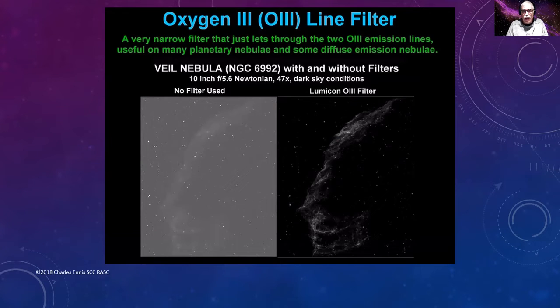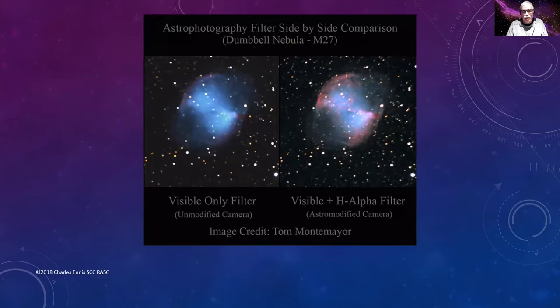I have an oxygen 3 that I use all the time. Here is an example of what happens when you use an oxygen 3, with no filter on the left. And with the filter, you see, again, the background gets darker, the object pops out, makes it easier to see. That's why I use it to view things like the Veil Nebula.